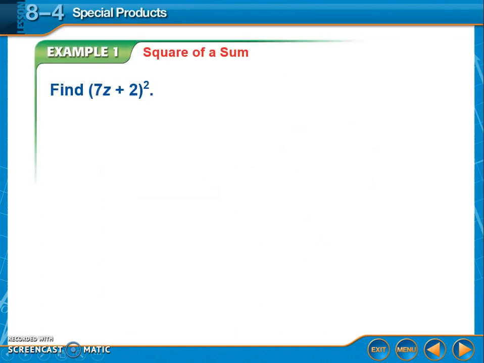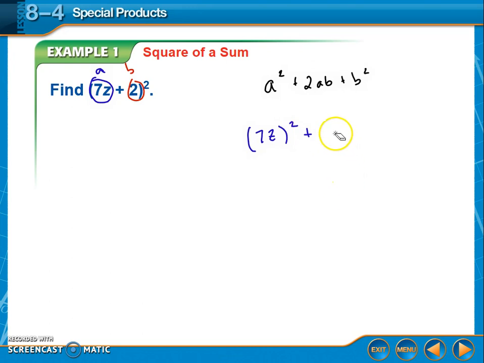So remember our formula was a squared plus 2 times a times b plus b squared. So looking at this, our a is 7z, and our b is 2. So when I do a squared, putting that into my formula, it's going to be 7z squared plus 2 times a, which is 7z, times b, and then it's plus b squared, which is 2 squared.